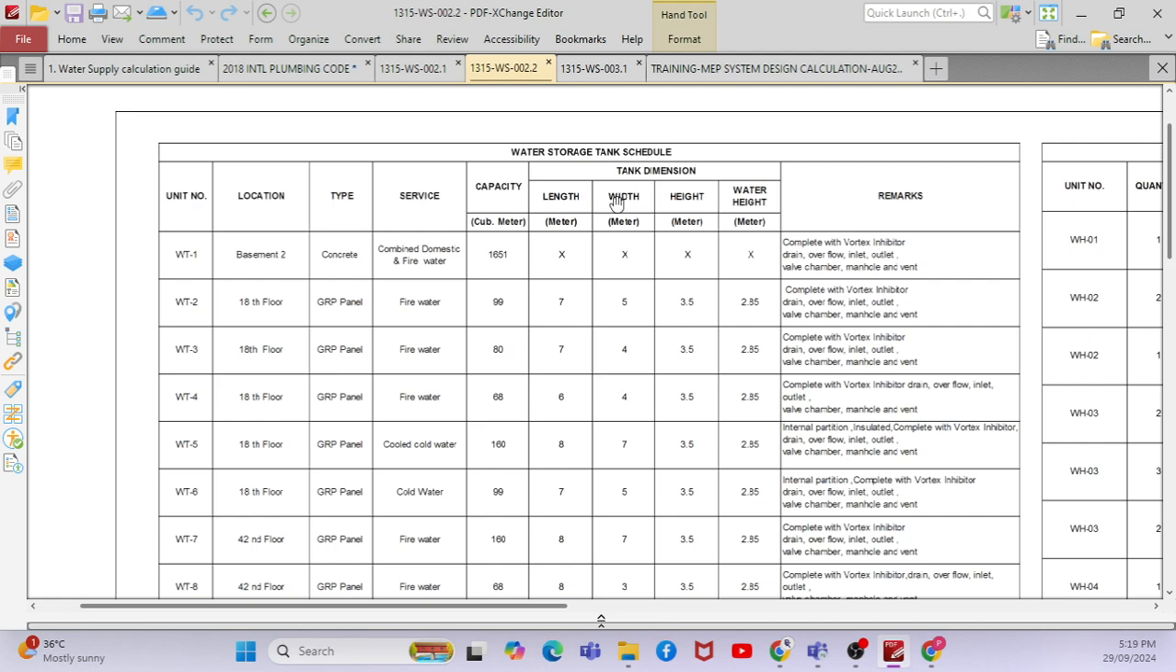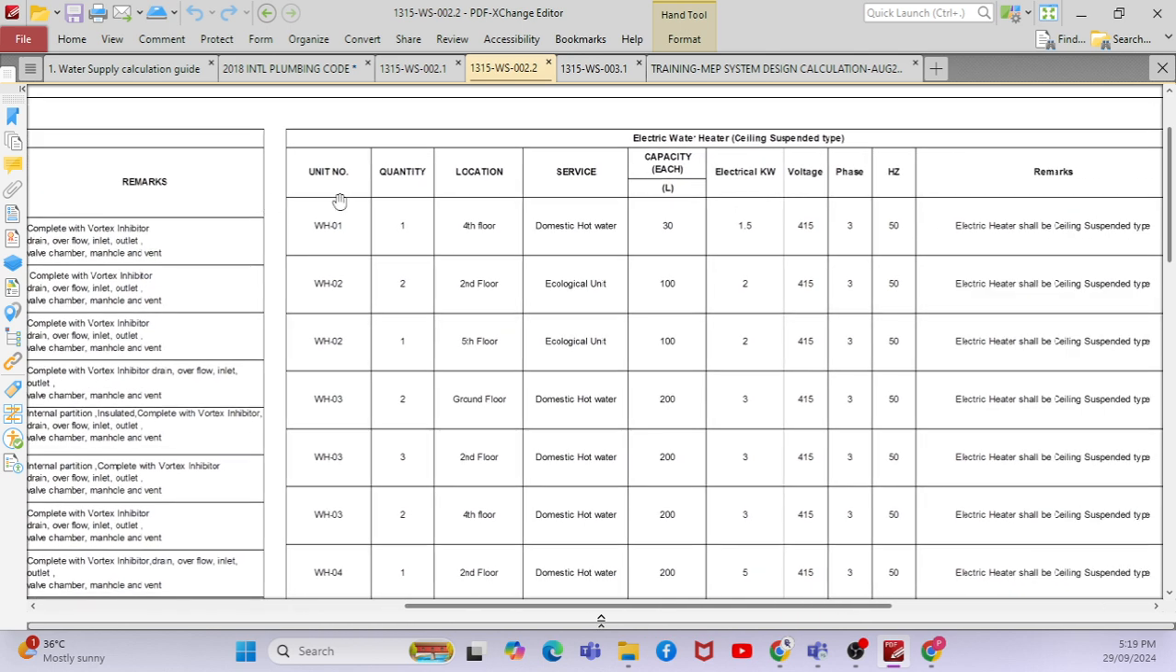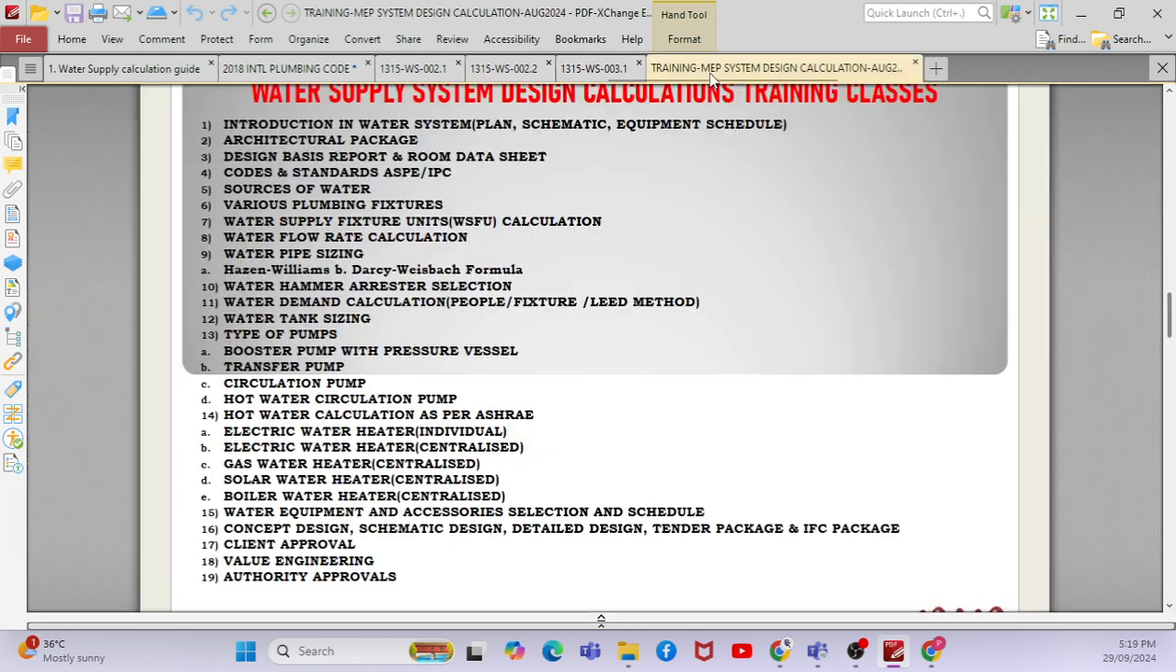For example, for the water tank, we saw how to calculate water tanks. And for the water heater we have the unit reference, quantity, location, and service. We saw the capacity and how to calculate each capacity, how many liters. Clear? Once you're done, you can prepare the equipment schedule.